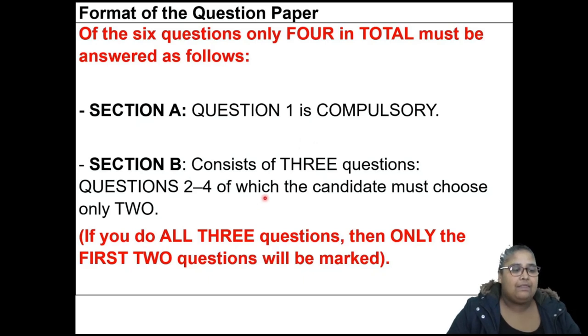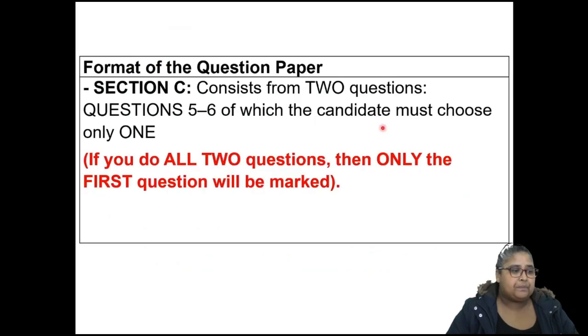Okay? Then you will have section B. This will consist of 3 questions, questions 2 through to 4. And of those, you as a candidate must only choose 2 questions. Now, a lot of my learners make this mistake. They answer all 3 of these questions, meaning question 2, question 3, and question 4, but only the first 2 questions will be marked, okay? So just keep that in mind.